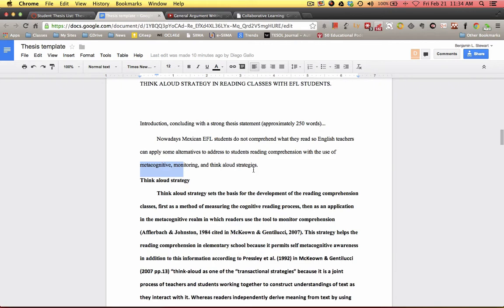Now, if you already have some paragraphs, what I would do is move things down, add those topic sentences first, and then go and look at your paragraphs and move them wherever they need to be, to make sure that there is a logical order in the way in which you're presenting your paragraphs.